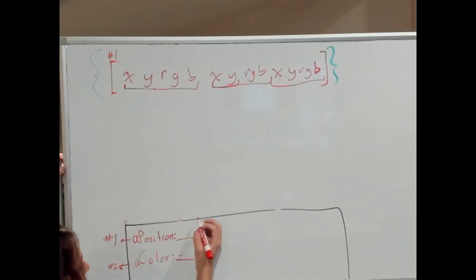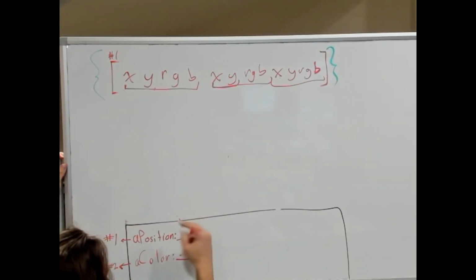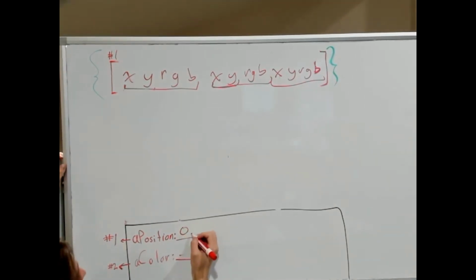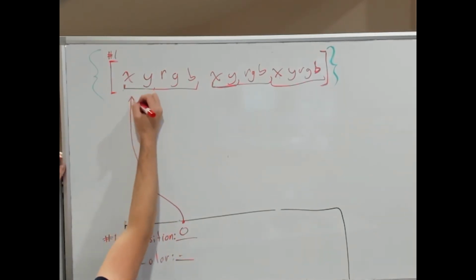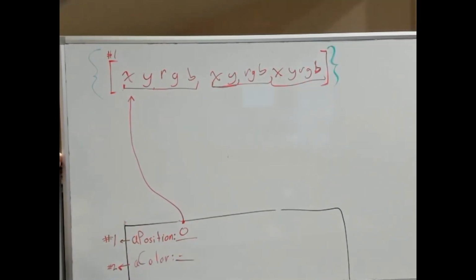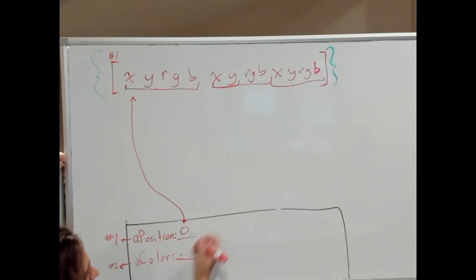So A position is, I'll write a little comma separated thing here. A position is offset 0. And so that means it goes up here. So that's great. The graphics card now knows how to find A position.